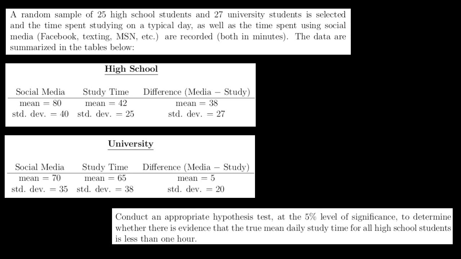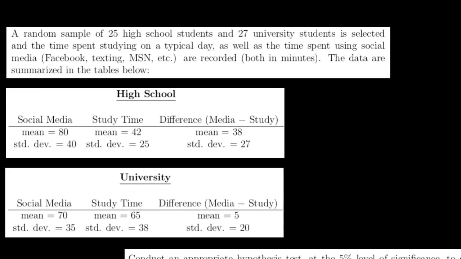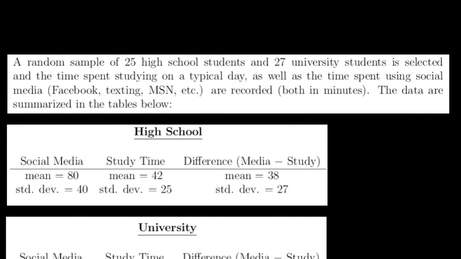This video is going to be regarding t-distributions, but we will be working with matched pairs. I have here an example problem. A random sample of 25 high school students and 27 university students is selected, and the time spent studying on a typical day as well as the time spent using social media is recorded. The data is summarized in the tables below.